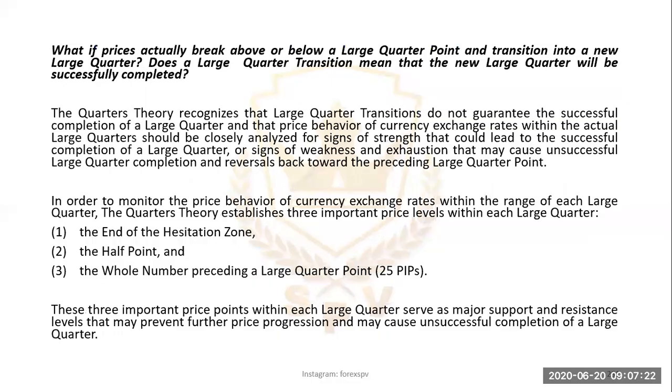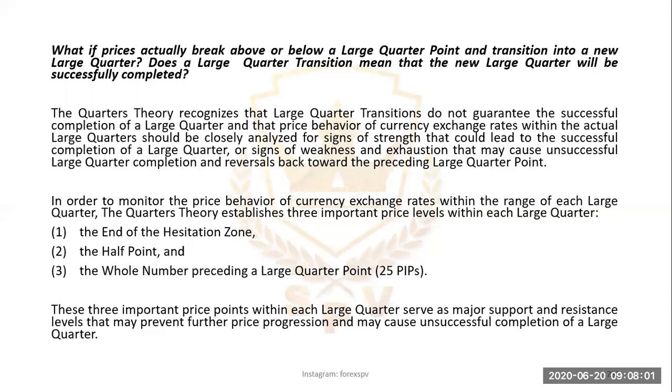So we have a question here. What if prices actually break above or below a large quarter point, and you see a transition into a new large quarter point? Does a large quarter transition mean that the new large quarter will be successfully completed? If price breaks it, does it mean that the break into a new large quarter will be a successful completion of that large quarter point?